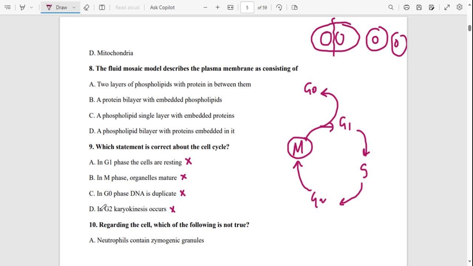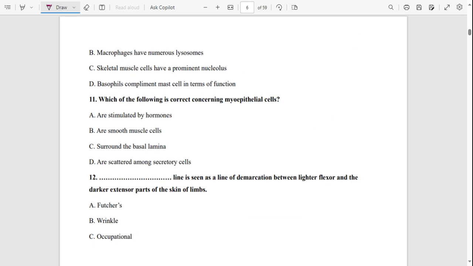Question number 10. Regarding the cell, which of the following is not true? Neutrophils contain zymogenic granules. This one is true. Neutrophils contain granules. Now, zymogenic means they're inactive. Macrophages have numerous lysosomes. That is also true. We know that macrophages are involved in phagocytosis, so you need lysosomes to be able to, after you phagocytose a cell, produce these enzymes to destroy what has been phagocytosed.